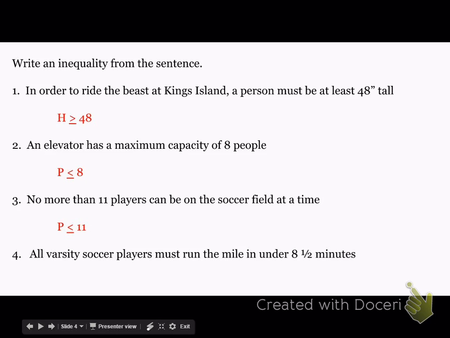All varsity soccer players must run the mile in under 8.5 minutes. Ned? S is greater than or equal to 8.5 minutes. Less than, DeMonte says. Oh, never mind. It is less than. Ned now says it's less than. And you're right. Their time must be less than 8.5.